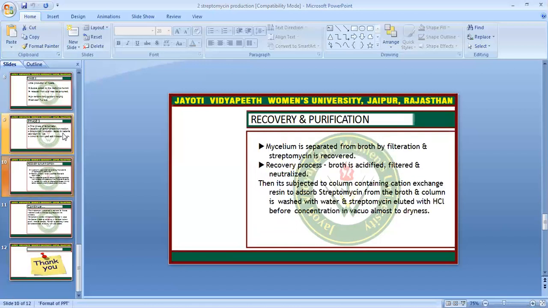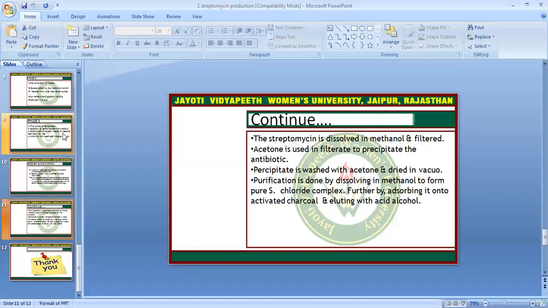Recovery and purification. Mycelium is separated from the broth by filtration and streptomycin is recovered. In the recovery process, the broth is acidified, filtered, and neutralized. Then it is subjected to a column containing cation exchange resin, which absorbs streptomycin from the broth, and the column is washed with water. Streptomycin is treated with HCl and concentrated in vacuum to dryness.